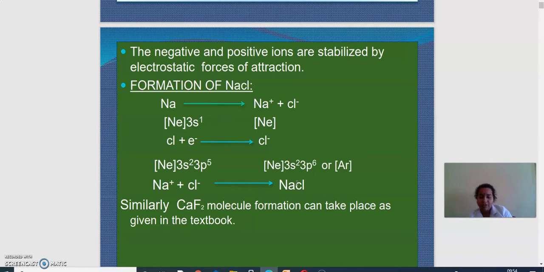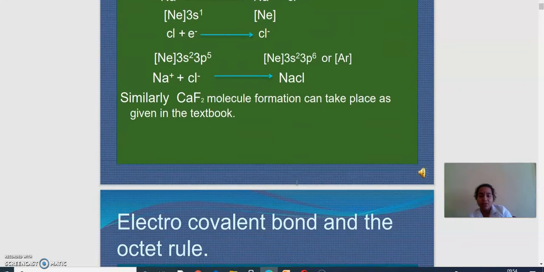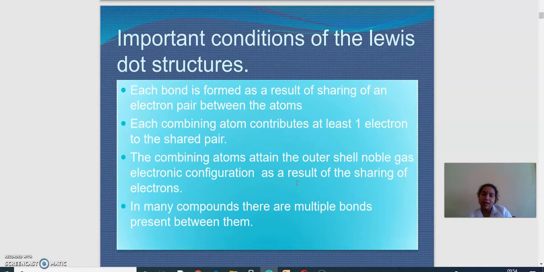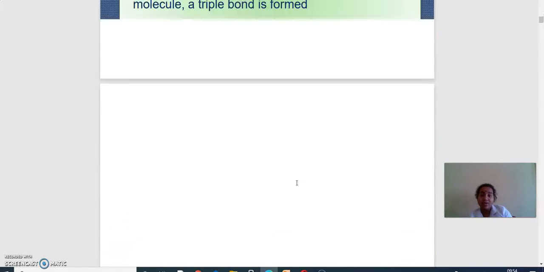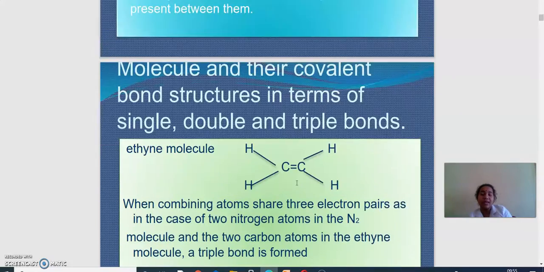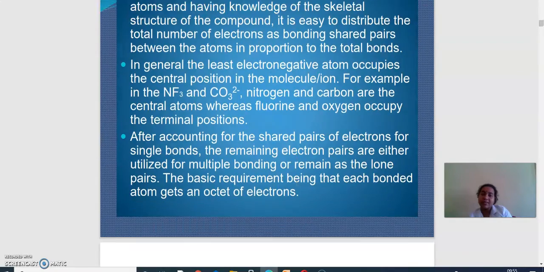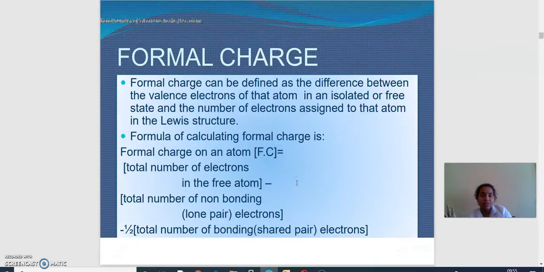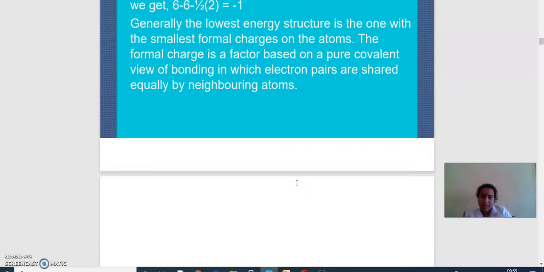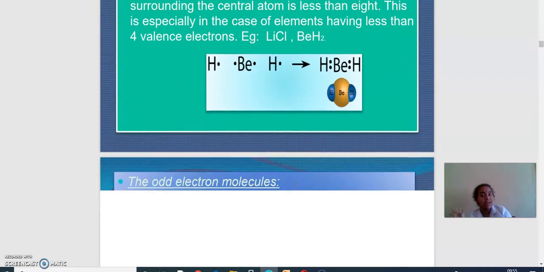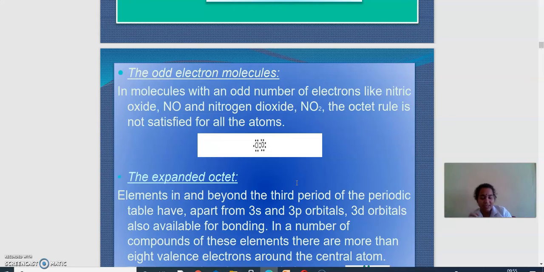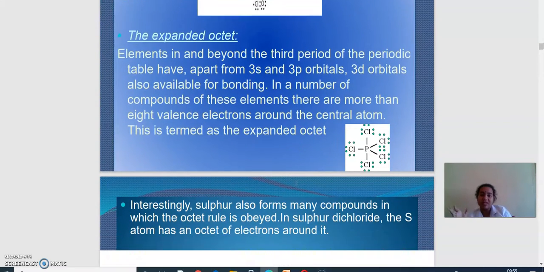Similarly, there is calcium fluoride formation and magnesium chloride formation. There are so many ionic compounds. How can we define an ionic bond? An ionic bond is a bond between a cation and anion, held together by a strong force called electrostatic force of attraction. Why is it known as electrostatic force of attraction? In these compounds there is a cation with positive charge and an anion with negative charge. These oppositely charged particles attract each other, as oppositely charged particles always attract.